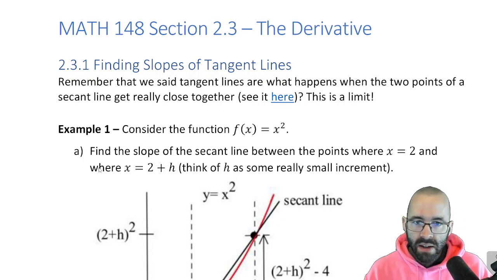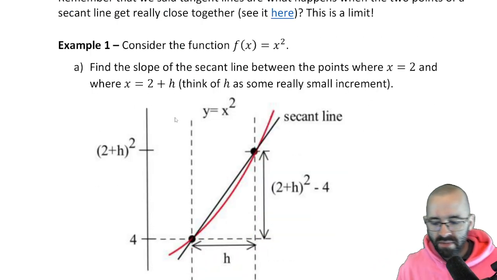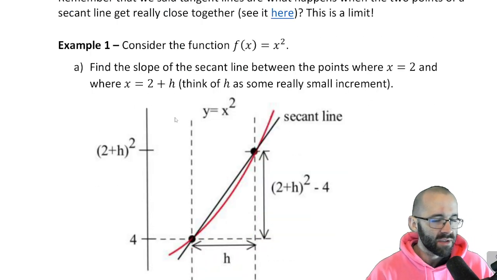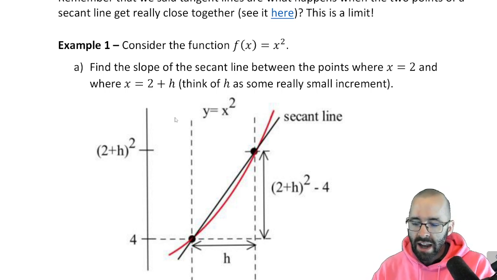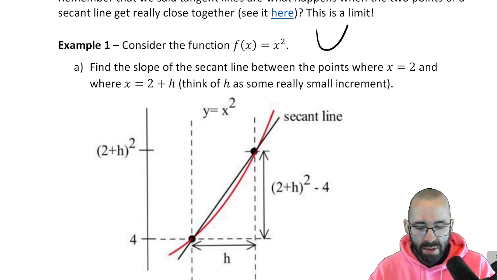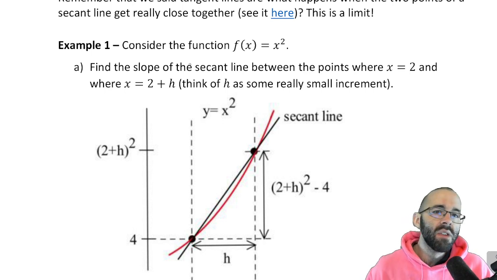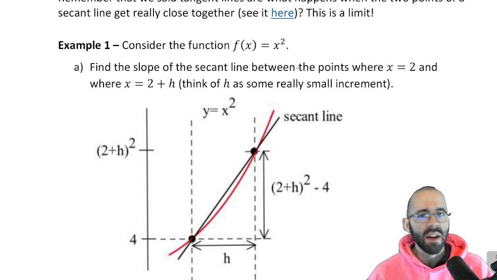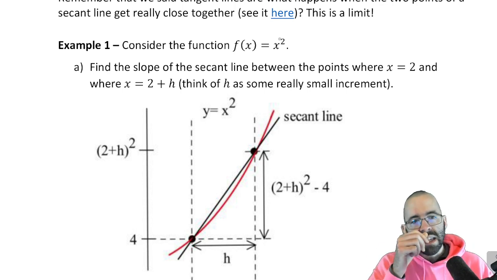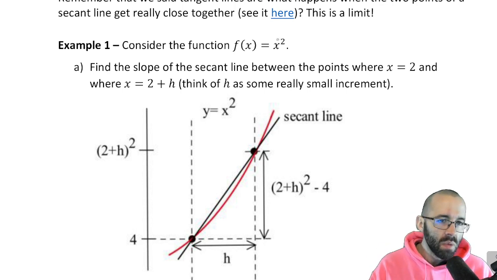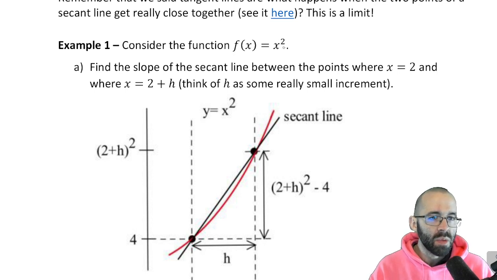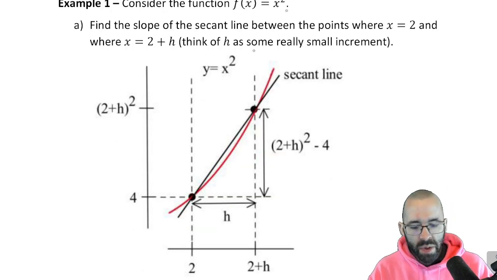So let's look at this function. Don't worry about the graph yet. There's a lot of stuff going on in the graph. Let's just look at the function x squared. That parabola looks like this. So I want you to find the slope of the secant line. We've already done this before. Find the slope of the secant line between the points where x equals 2 and where x equals 2 plus h.